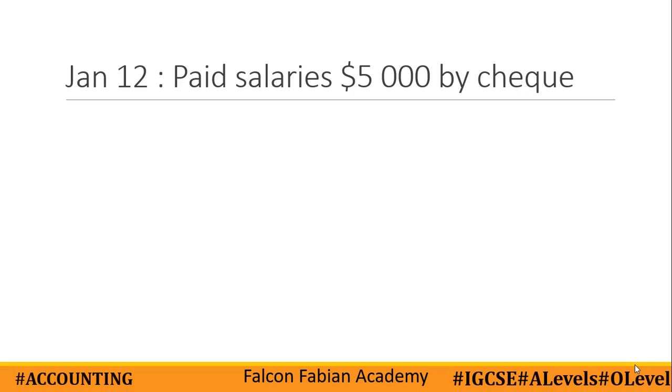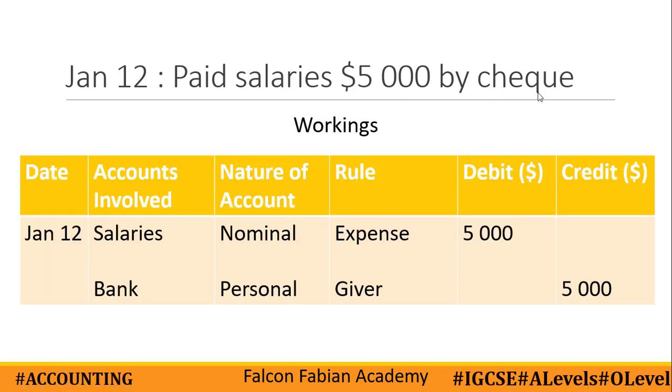Now let's move on to the next transaction. And the next transaction is on January 12, paid salaries $5,000 by check. Again, we will do the workings in the same table. So you would leave a line and then do the workings for this. And for all transactions, we would first do the workings and then write the journal entries. Why? Because we need to understand before we actually record the journal entries.